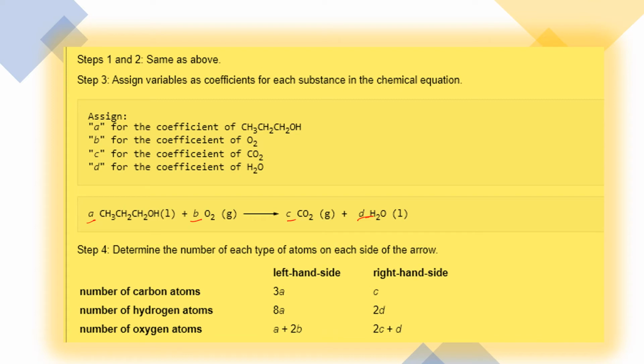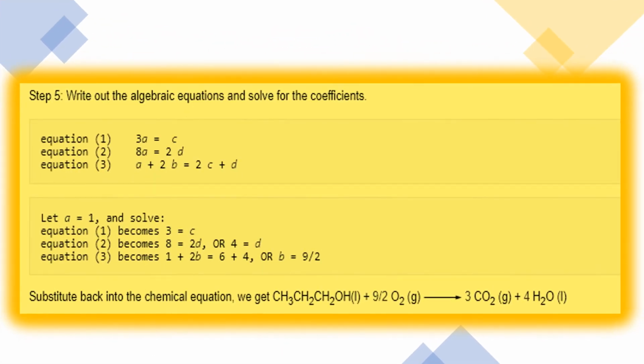Like in my previous case, if I'm trying to balance and compare the number of atoms on the left hand side and the right hand side, we get this list here. So taking this as an algebraic equation, my 3a must be equal to c, 8a equal to 2d, and a plus 2b equal to 2c plus d. So by solving, you can get the values for a, b, c. A is 1, b is 9 by 2, d is 4, and c is 3.